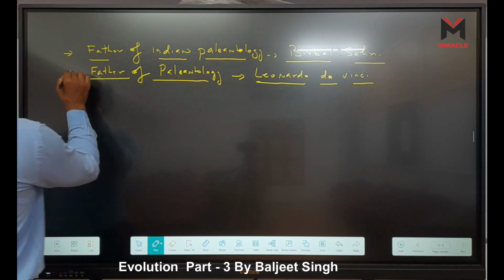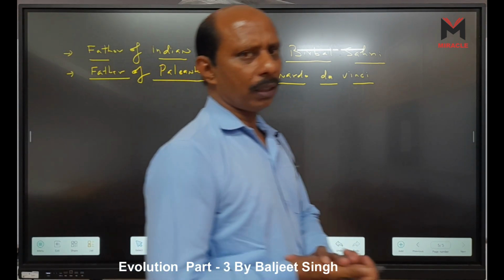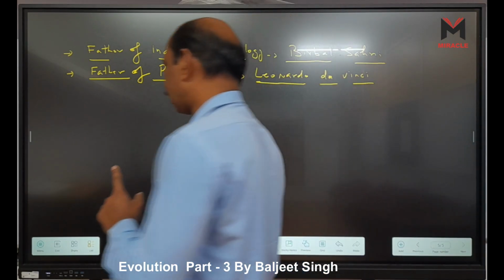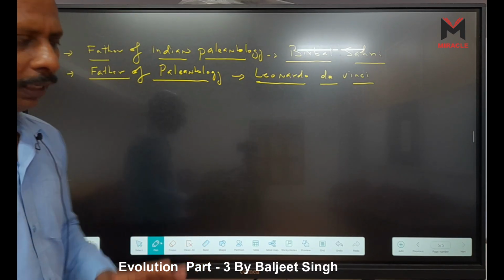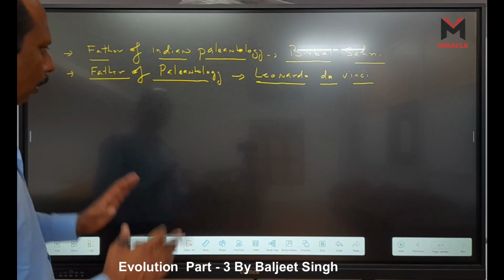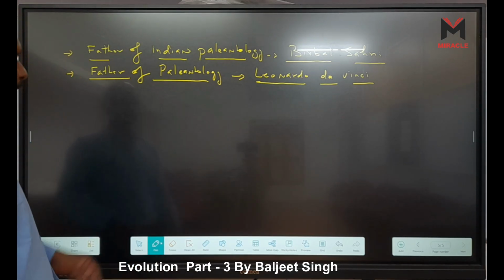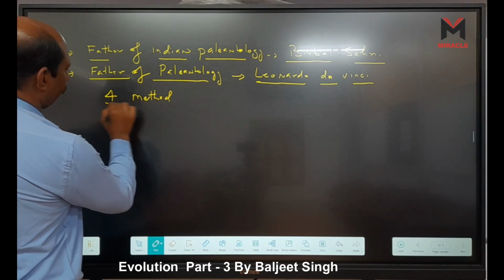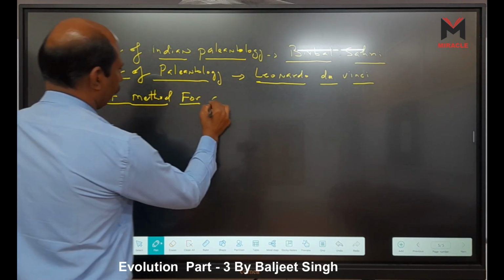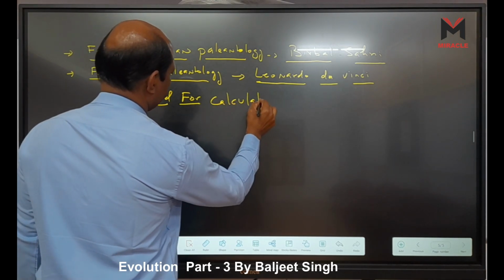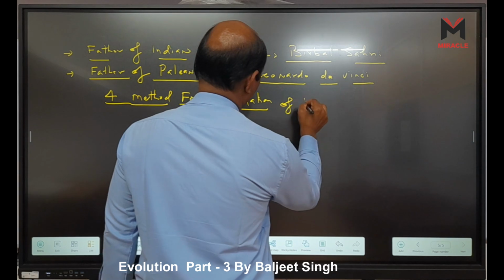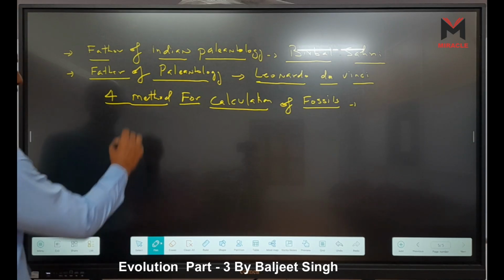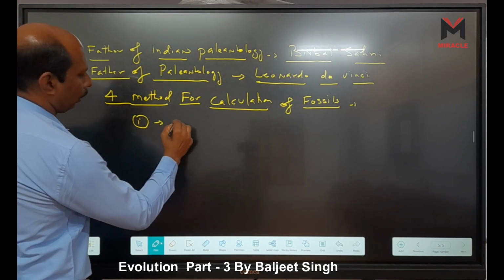Okay, second point, what is given here? What are the methods to calculate the age of rocks? I tell you, there are 4 methods, because these 4 methods are not given in NCERT, so we need some information about the methods. We have 4 methods for calculation of the age of fossils. What four methods are there? The first one is radiocarbon.